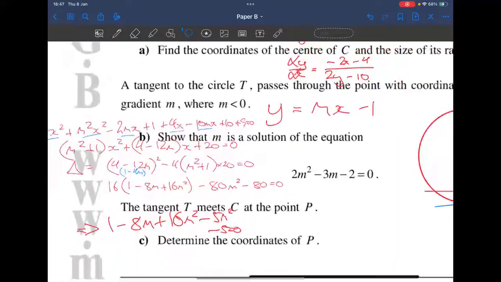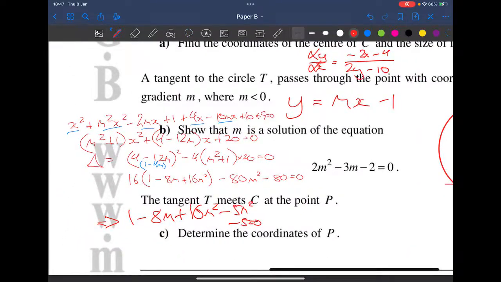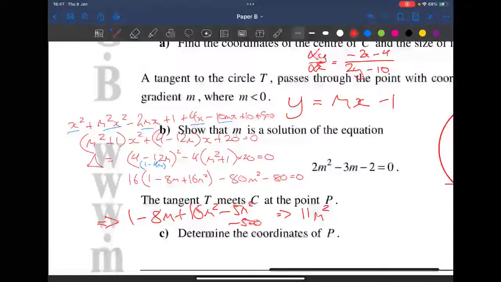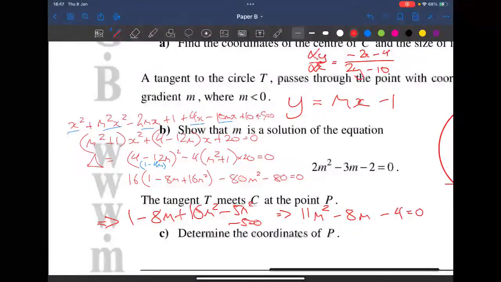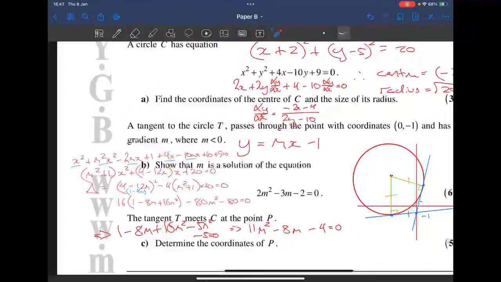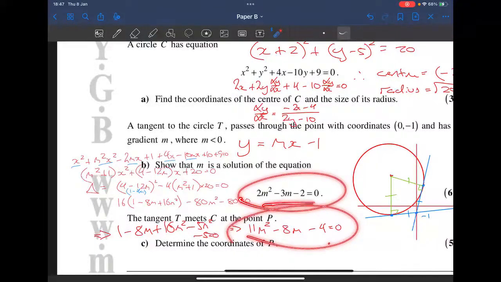So we're working from here now. What do we have as well? How many m squareds? 16 minus 5 is 11. That's not a good sign. Minus 8m. And then minus 4 is equal to 0. So something seems to have gone wrong there, because we should be able to divide this off into these bits.